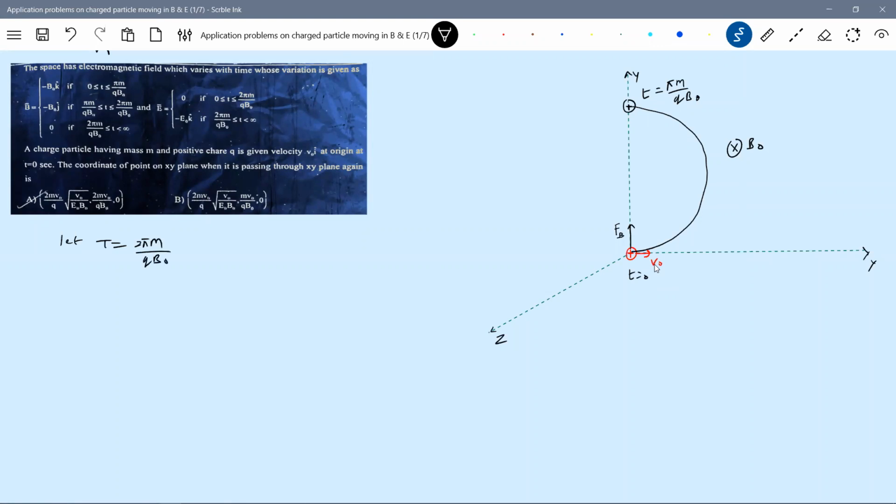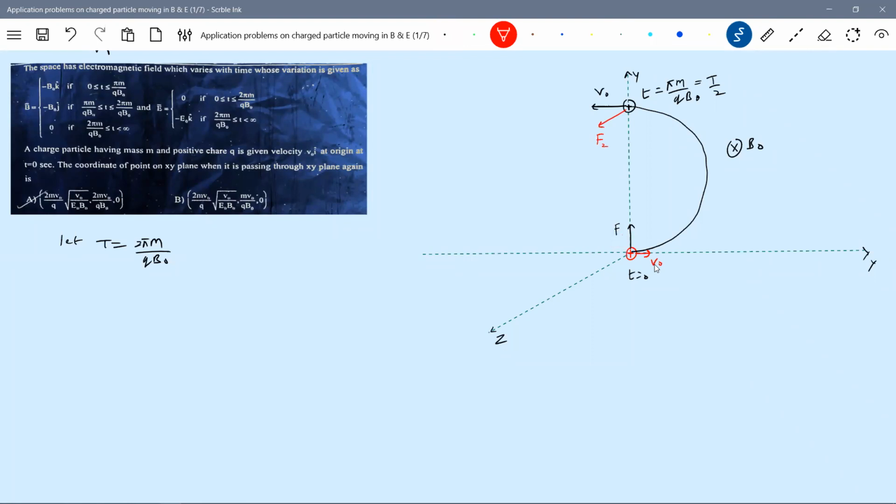So after what time, at T by 2, what will happen to the magnetic field? After this time, the magnetic field will become directed along the negative y-axis. How will the motion take place? B bar will be along the negative y-axis. The velocity is in this direction. The force will start acting in this direction.